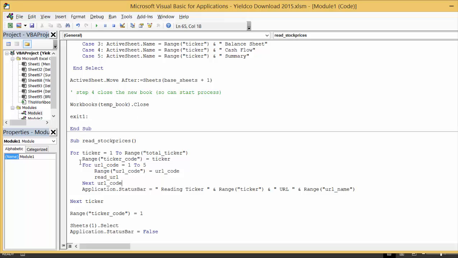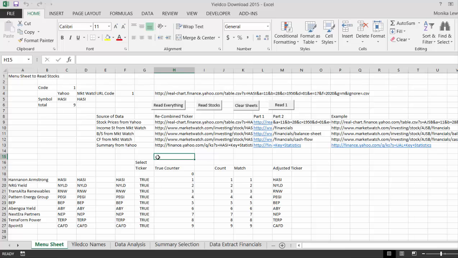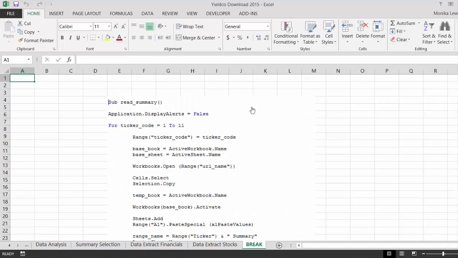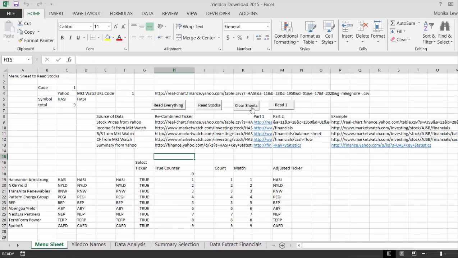This application.status bar shows you at the bottom. So I'm going to turn it on and then turn it off because after it starts reading, it'll take a long time. So I first press clear sheets to get rid of everything else. Now when we press clear sheets, nothing after the break sheet happens. That's a macro that goes backwards through the sheets and then deletes them.